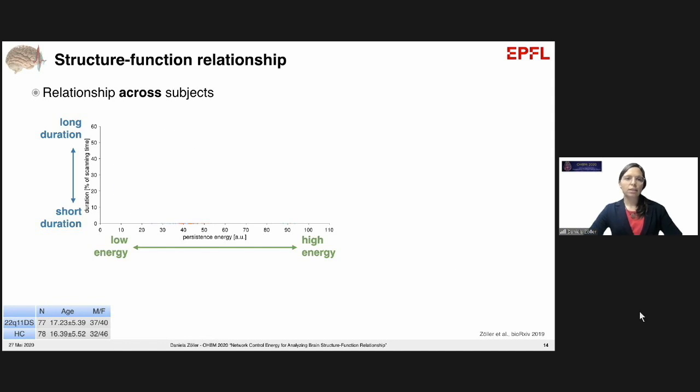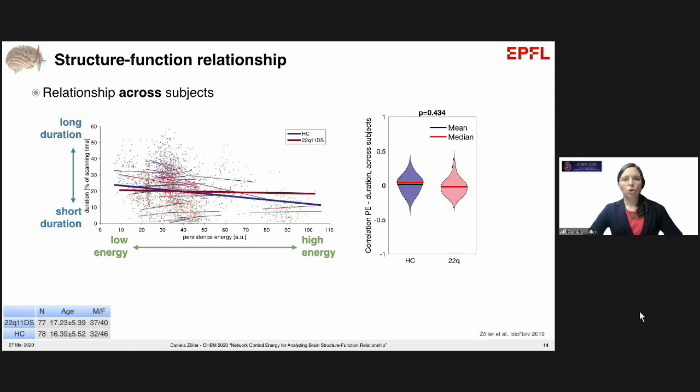And when we did that, unfortunately, there was no relationship. So that means that a subject whose energy is particularly high compared to other subjects does not spend more or less time in this particular brain state.